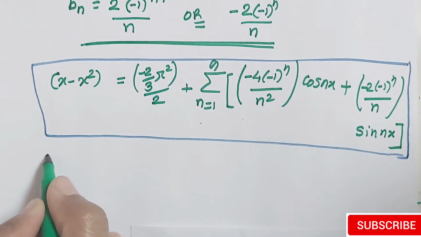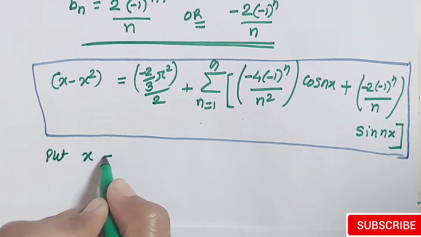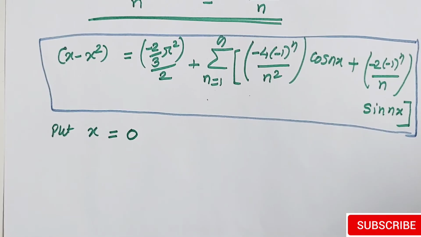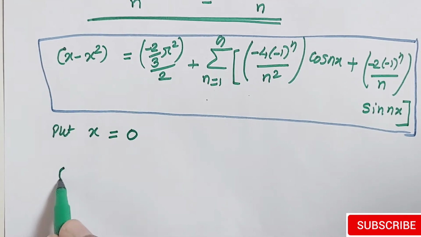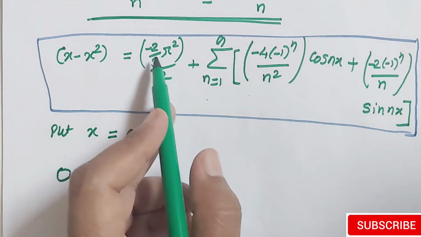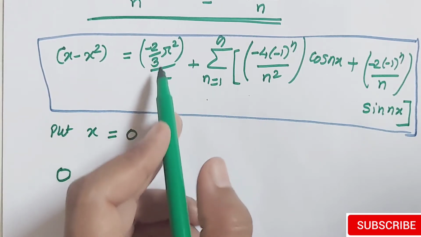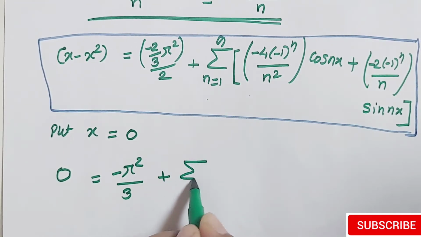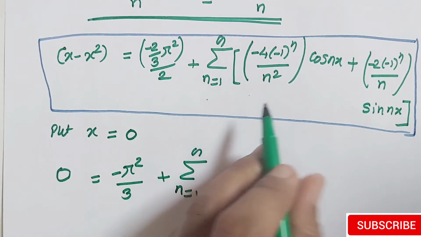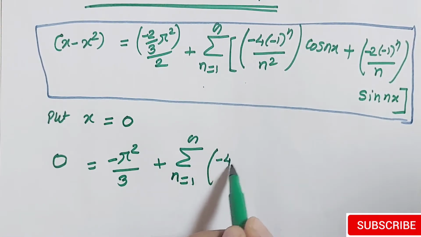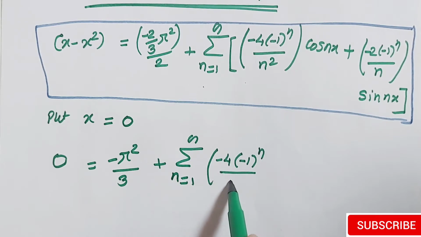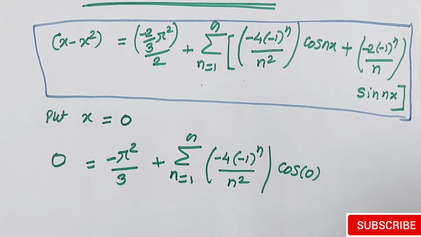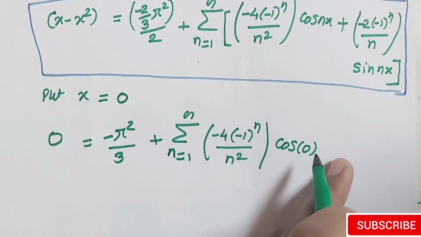ज़ीरो. So for that if we put x equals to 0, so we know that sin 0 is 0 and cos of 0 is 1. So here in the next step, if we put x equals to 0, left hand side is 0 and here after simplification of this term, this 2 gets cancelled, minus pi square by 3 plus summation n running from 1 to infinity, here minus 4 minus 1 raised to the power n divided by n square cos of 0. Cos of 0 is 1 and sin 0 is 0, so no need to write.